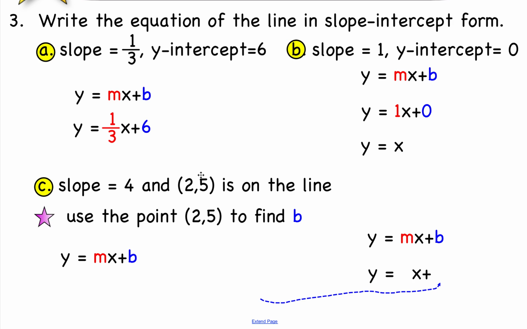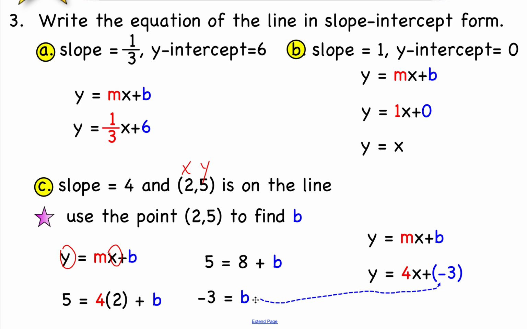We're going to use (2, 5). That's an x and a y variable. So 2 is x, 5 is y. So we're going to plug those in right here for x and for y. So here we go. That would give us 5 is equal to 4 times 2 plus b. Well, 4 times 2 is 8. And then we need to subtract 8 from both sides. So b would be negative 3.